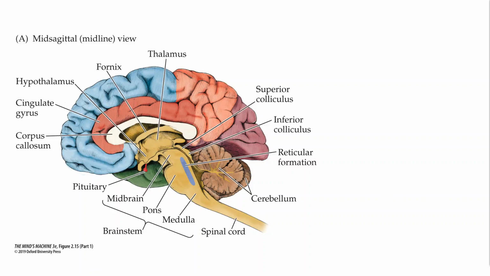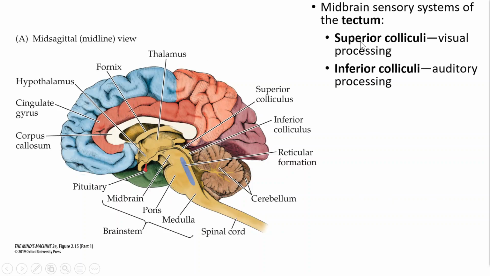So let's look at some structures of the midbrain. They include the superior and inferior colliculi. These are two little bulges here. The superior colliculi is involved in visual processing, whereas the inferior colliculi is involved in auditory processing.